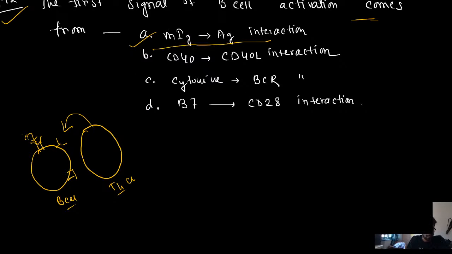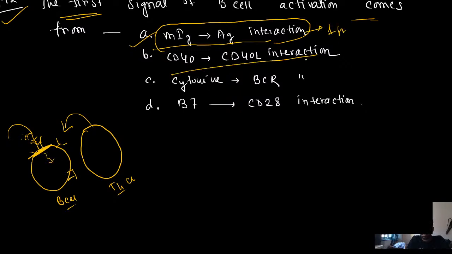Okay, the first signal comes from A, because at first the antigen will bind here to the membrane-bound antibody. No, it's A, guys. The first signal I am asking about, the first signal of B cell, comes when antigen binds to the B cell receptor. Then the second signal is CD40 and CD40L, and the third signal is cytokine. Remember, the first signal is BCR receptor interaction, the second signal is CD40 and CD40L, and the third signal is cytokine.